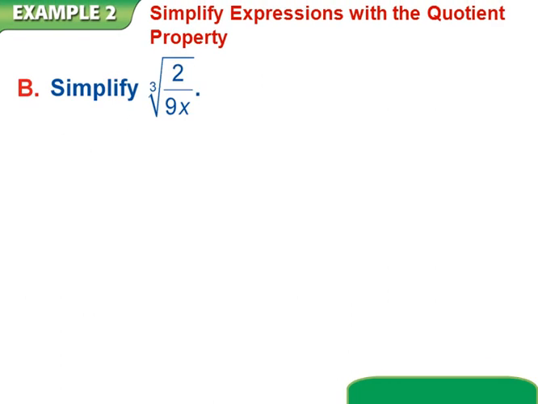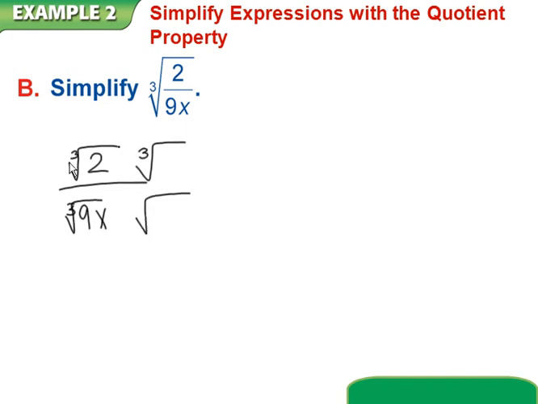Okay, let's try doing this with cubic roots. So we would take the cubic root of 2, cubic root of 9, and the cubic root of x. Well, we can't take the cubic root of either of those. So what I'm going to have to do is multiply the top and the bottom to get numbers that we can take the cubic root of.